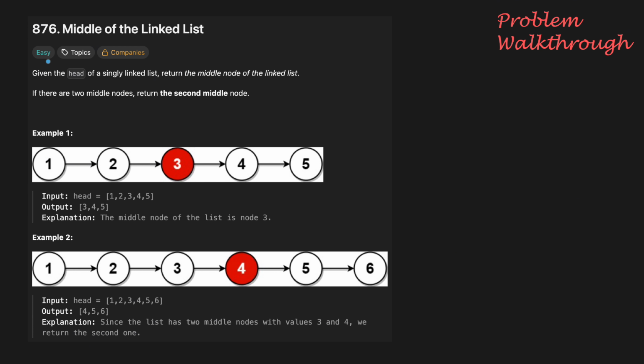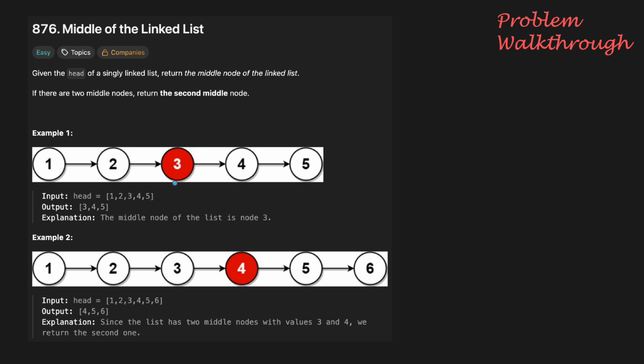Now let's quickly go through the problem statement. In this problem, we are given the head of a singly linked list and we have to return the middle of the linked list. If there are two middle nodes, then we should return the second one. In example 1, we are given a linked list with 5 elements, where the middle element will be the third one with value equal to 3, which we will return as the answer.